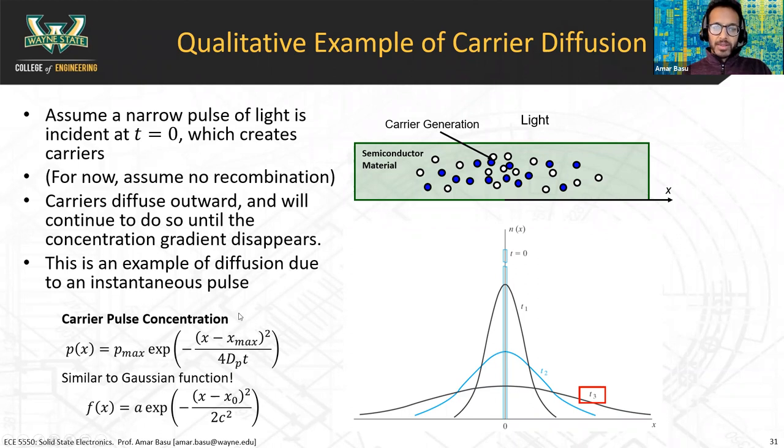P max is, of course, the amplitude here. Then x minus x max in this case is zero, and x is the spatial coordinate here. So this is very similar to a Gaussian function.